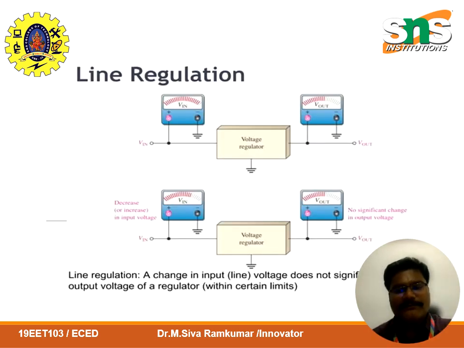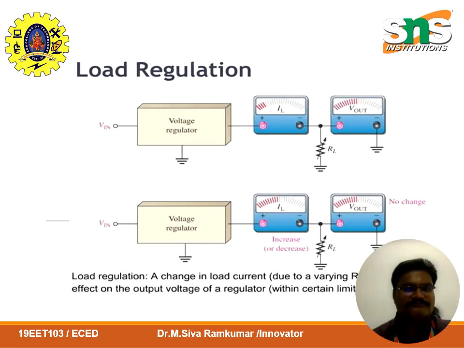Let's understand what happens when the input voltage to a regulator varies. This is where line regulation comes in. Line regulation ensures the output voltage stays constant even if the input voltage increases or decreases. As shown in the diagram, whether the input moves up or down, the output meter barely shifts thanks to the regulator. This keeps your device safe and stable.